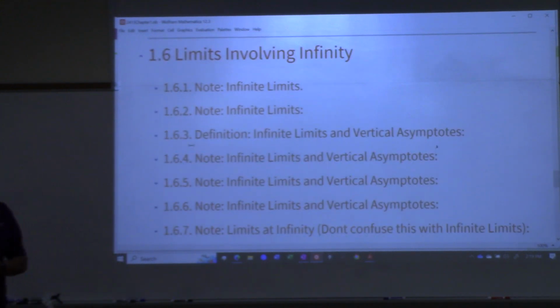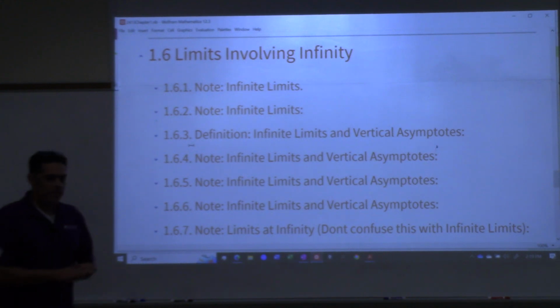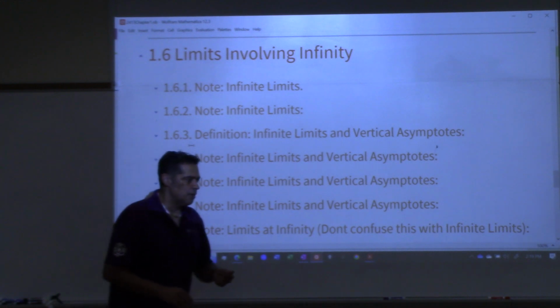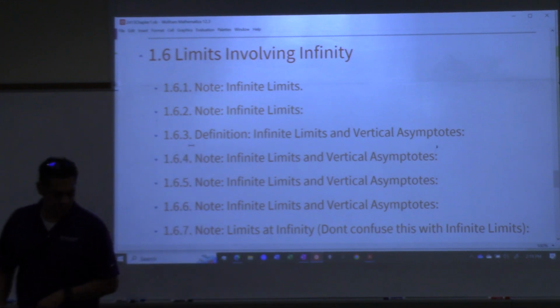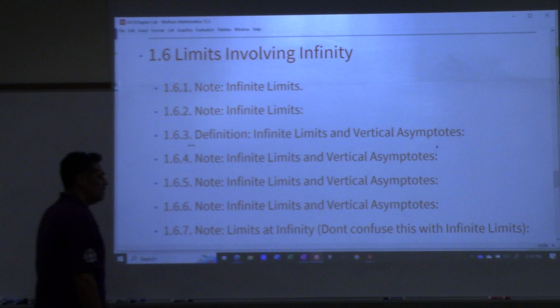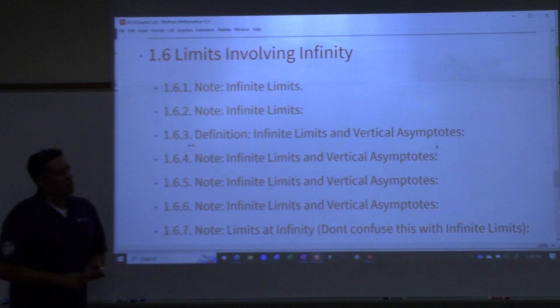1.6 is called limits involving infinity. So if you have your calculator out or nearby, please get it out. I would like to do a little exercise in a few minutes. Or we can do it now. Let's do this exercise right now. If you have your calculator, go ahead and break it out.